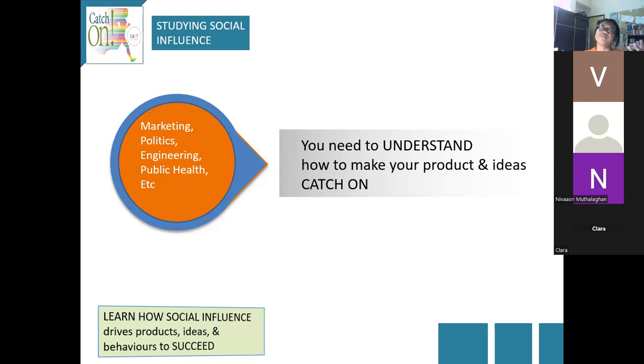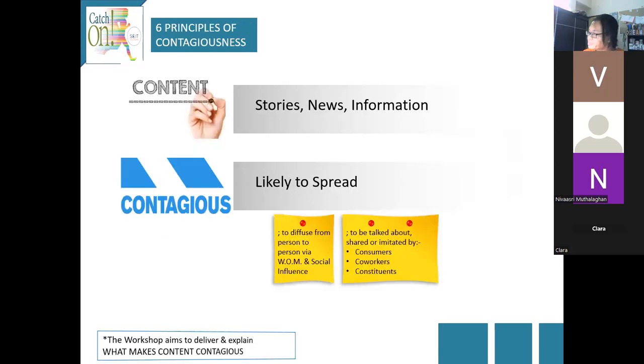Let's say you're not into business, you're not a politician. Let's say you are a government officer in the health ministry, who's in charge of healthy eating. Of course, you want people to cook food rather than eat fast food, right? You want that information to spread out. So hundreds of people, thousands of people, in fact, from undergraduates to MBA, people with MBAs to executives, have taken this workshop in the US and in Malaysia even, and learned about how social influences drive products, ideas, and behaviors to succeed. Okay.